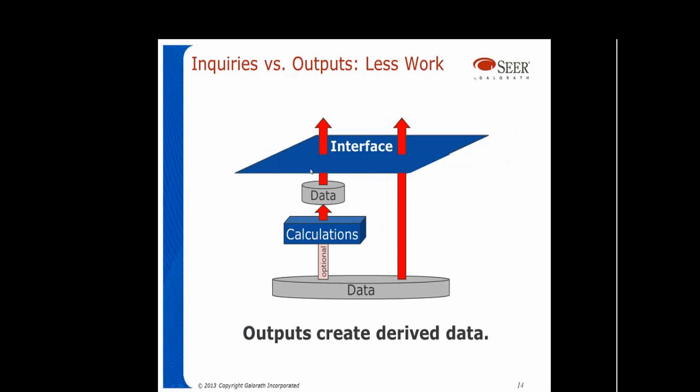Sometimes it actually is, as I mentioned last slide, processing internal data and sending it out, but it's the processing that's the key. It's performing some derivation that it's sending out. An inquiry is not performing any calculation. It is simply requesting data and sending it out with a minimum of to-do or processing. But this is the difference here between an output and an inquiry.